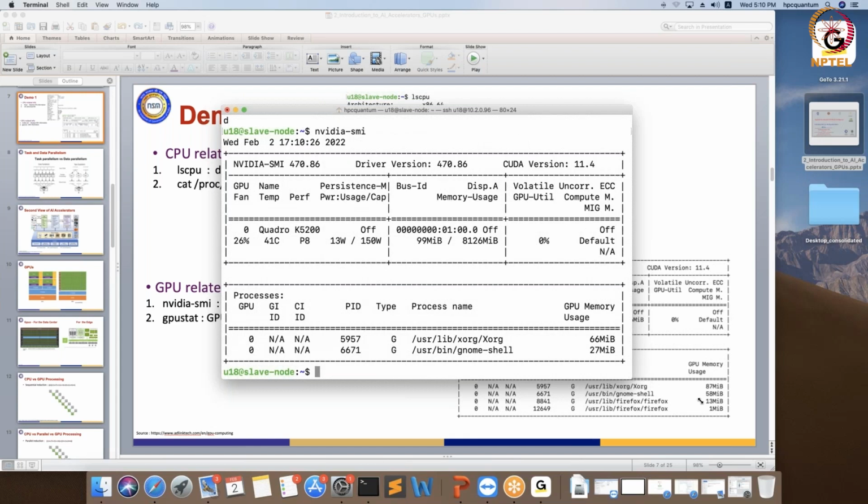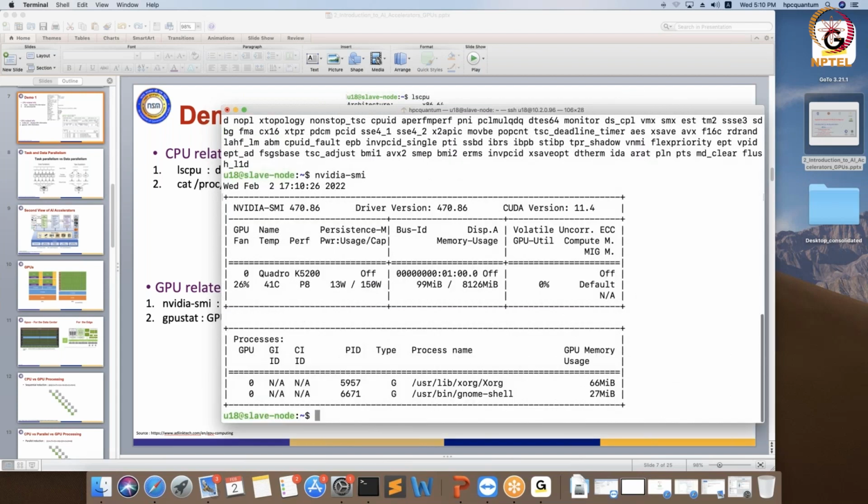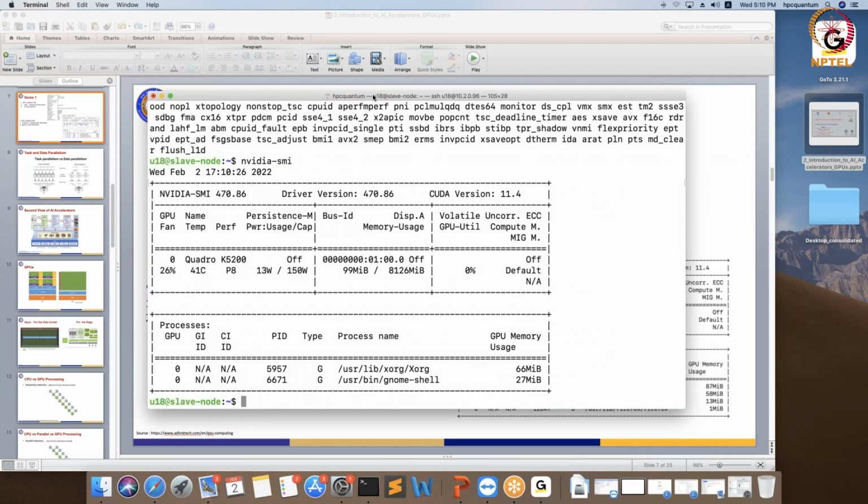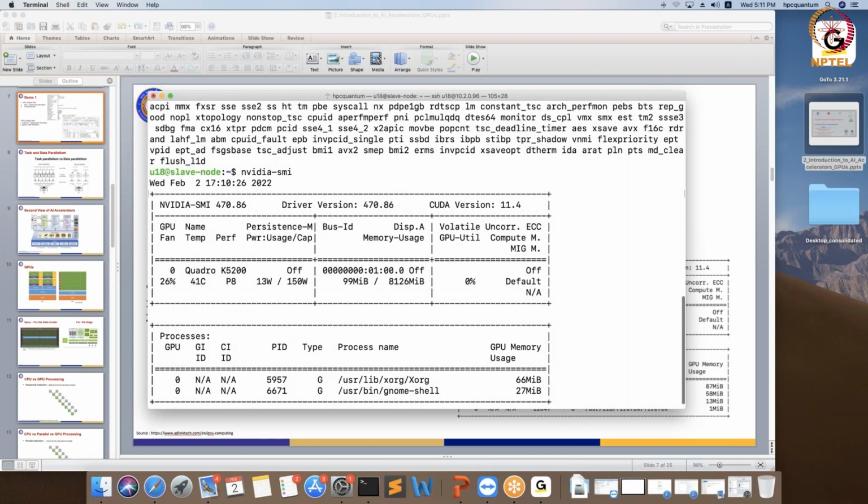This particular system has a Quadro K5200 GPU. This tells about the GPU number, the name, and all of this, like fan speed, compute mode, the index, and so on. You can go through this in detail afterwards, but you get the information about this particular GPU.